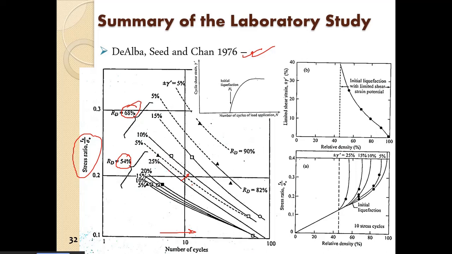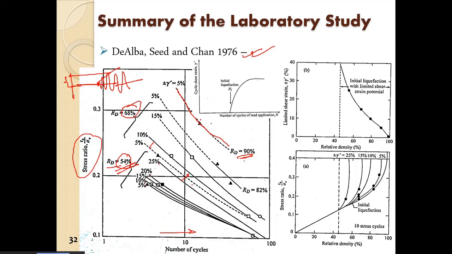So this is 5%, 10%, 15%, 20%, in fact 25% for the relative density of 54%. Similarly 5%, 10%, these are strain. If we draw this, up to a certain point there is no strain, then suddenly there is strain. So what is the percentage of axial strain? So this strain here is 5%, 10%, 15%, and again for relative density 90%, this is the 5%.